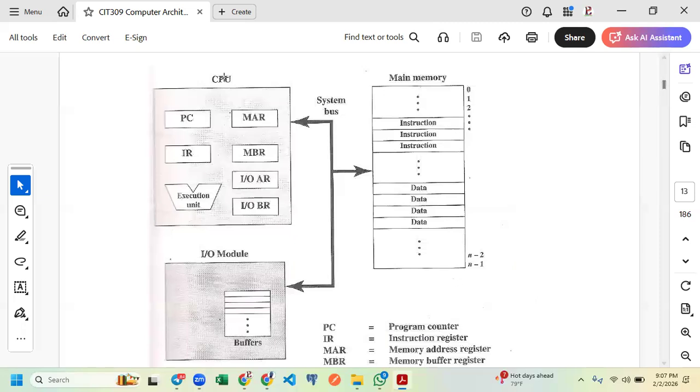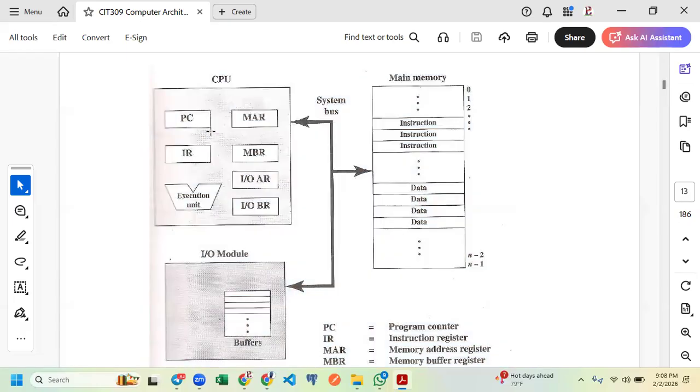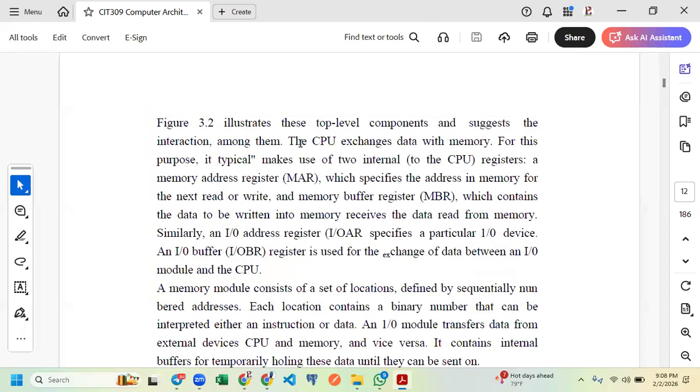This is a CPU. This particular aspect is a CPU, where we have the PC, the MAR, the IR, the execution unit, the input-output AR, and the input-output BR. I think each of these abbreviations, they have what they mean up here. The CPU exchanges data with memory. That's where we're starting from now.